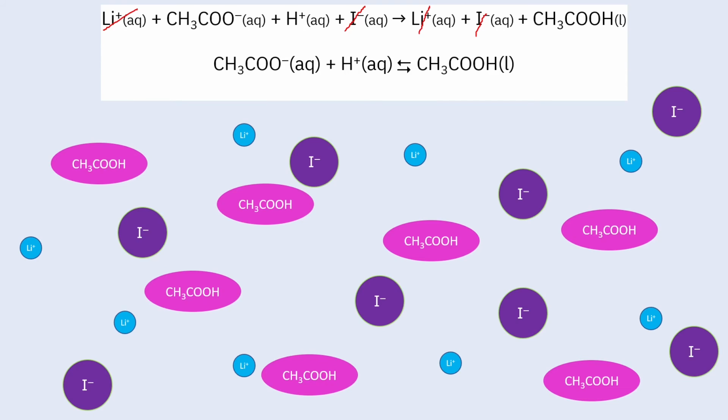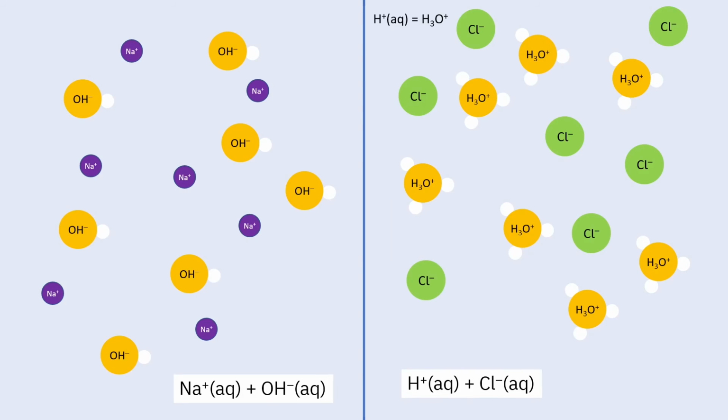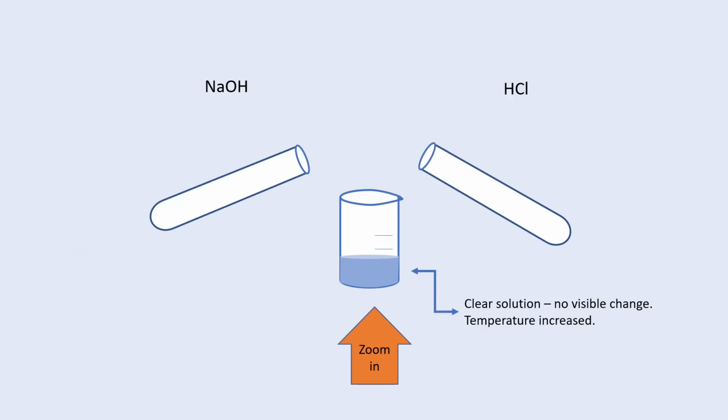All right, one last reaction. Here, we're going to work with solutions of sodium hydroxide and hydrochloric acid. Once again, let's zoom in on these solutions and see what's present. We have sodium ions and hydroxide ions. And in the other solution, we have chloride ions and hydronium ions. Okay? When we mix these together, once again, we get a clear solution that looks just like what we started with, but the temperature has risen quite a bit.